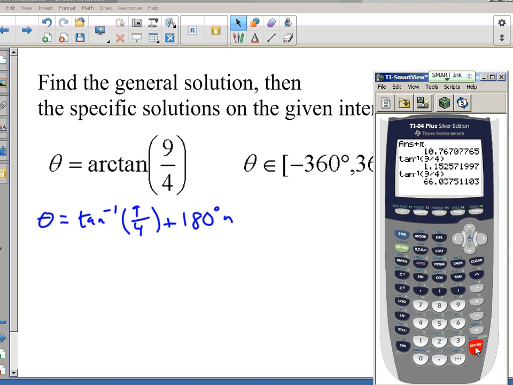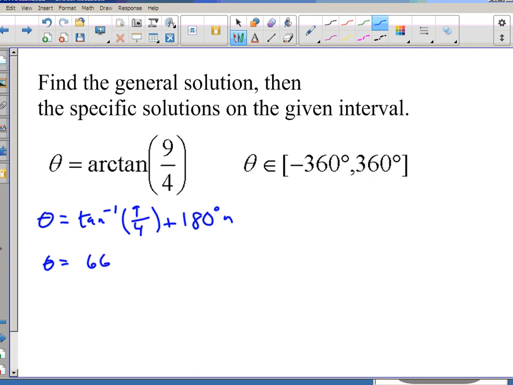So 66 degrees. I can quickly notice that 1.15 radians should be roughly 66 degrees, and that seems reasonable to me. It's about a third of the way over. So theta in general equals 66 plus 180n. That's our general solution. To get my specific solution, I'm going to get theta equals 66. I add 180, I get 246. If I go any further, I'm going to get beyond my 360, so that's it on the plus side.